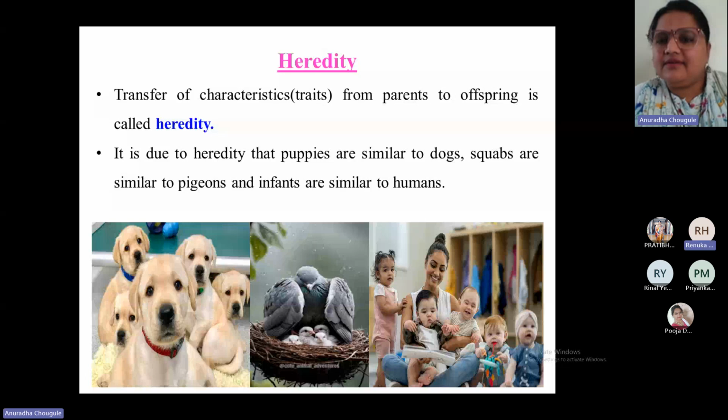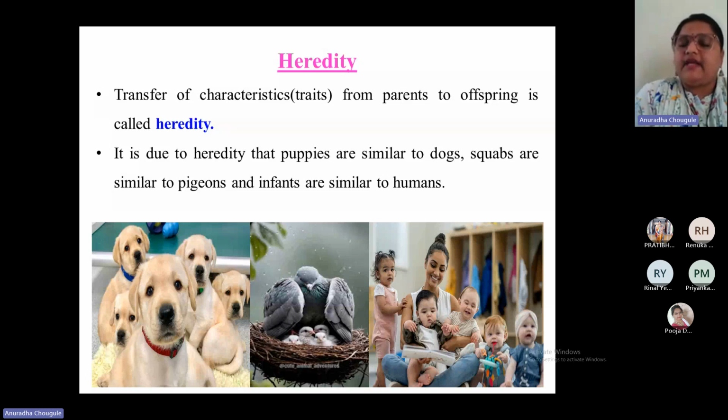Yes. There is a disturbance in transforming the gene. Okay, good try, Renuka. Heredity is nothing but the transfer of characteristics, and inheritance is the process by which the transfer of characteristics from parents to the offspring takes place. Do you understand the difference between heredity and inheritance now?